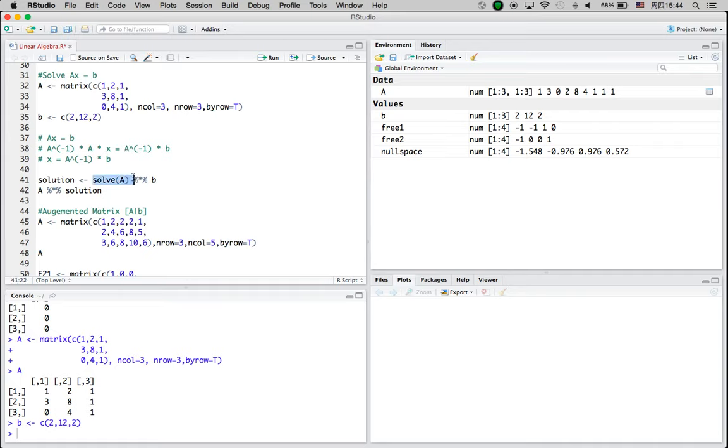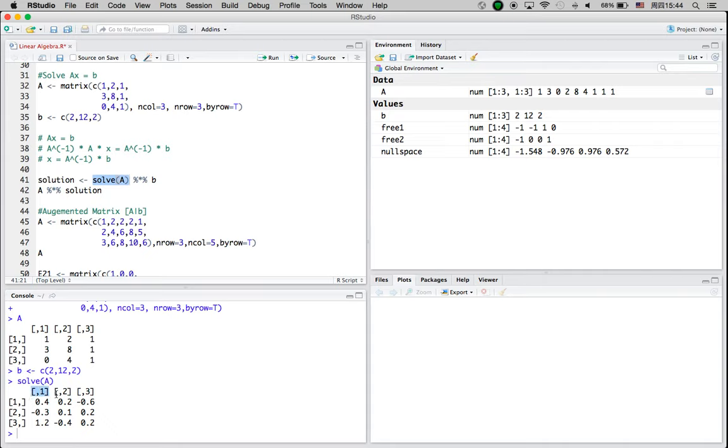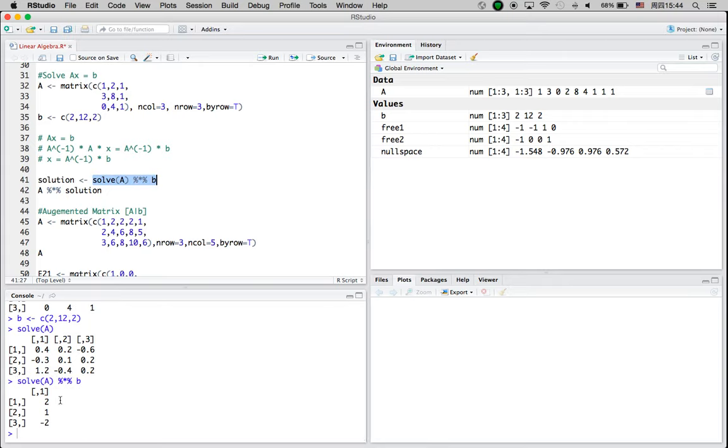So in R we can calculate A inverse b by calling solve. So that is actually the inverse of A. And then we use the inverse of A multiplied by b. So that will be the solution of our x.